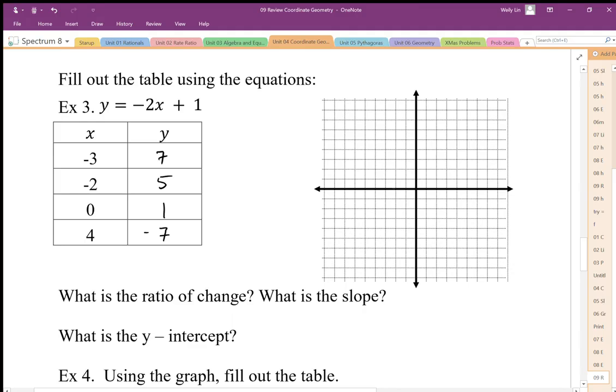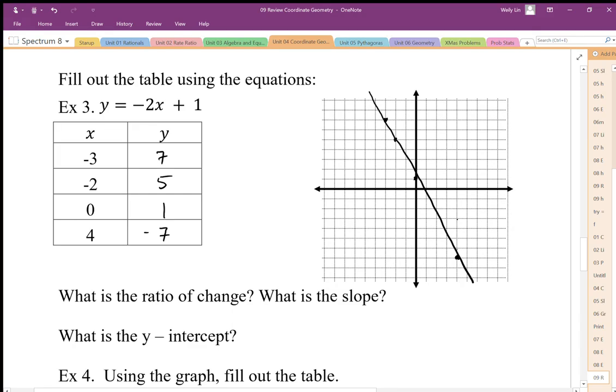So graphing this, -3, +7, -2, +5, 0, 1, 4, -7, somewhere around here. It gives me my straight line pattern. Okay, so when I look at this, if we recognize where the slope and y-intercept is, it helps us a lot with how we can graph this equation.